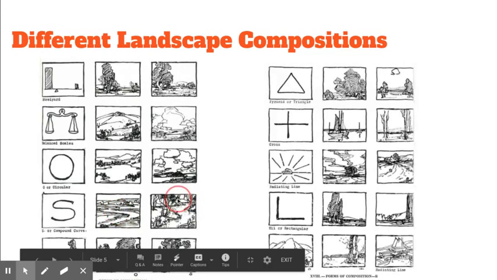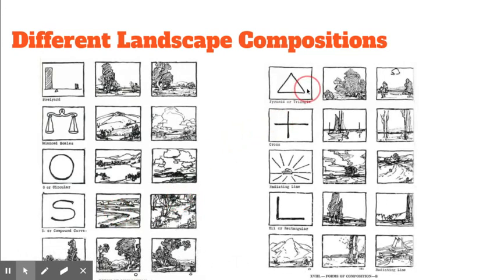Okay. And then on this side, we've got the pyramid, okay, or triangle. So here we've got some trees, and you could draw a line, and that would create a triangle. Or in this one, you've got two trees on either side and then a cloud in the center. So this creates a triangle.